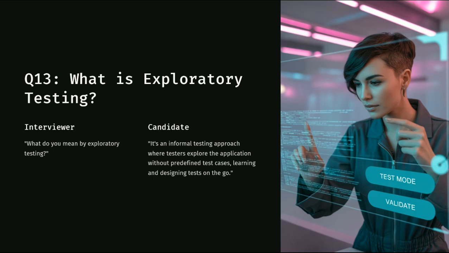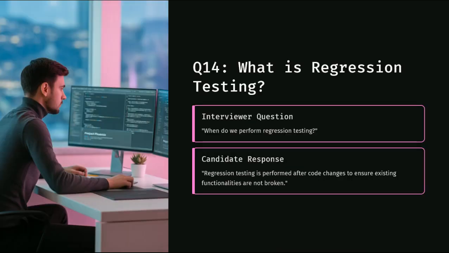on the go. Next question is, when do we perform regression testing, or what is regression testing? Candidate: Regression testing is performed after code changes to ensure existing functionalities are not broken.